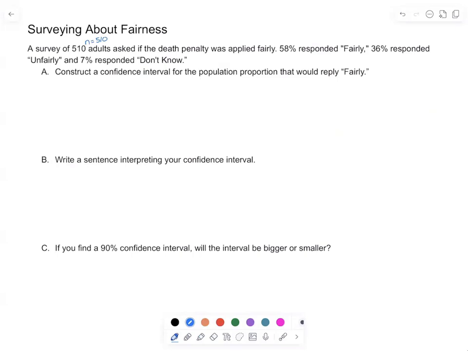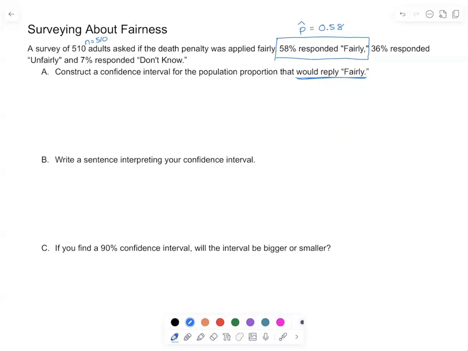So we want to construct a confidence interval for the population proportion that would reply fairly. Now, that tells me, right? I'm looking at people who would reply fairly. I've got a lot of percentages in here, but because we're interested in the fairly group, this is what I want to use for my p hat. So my p hat is going to be 0.58 because I'm focused on those people who replied fairly.